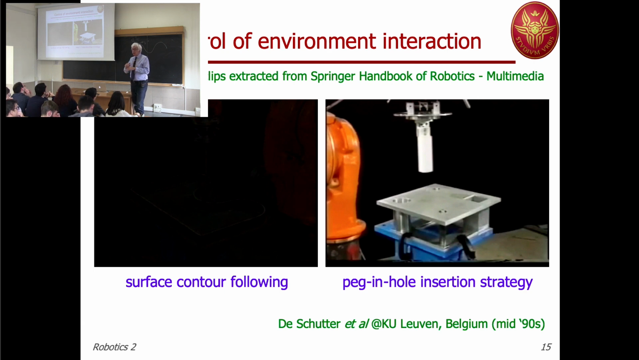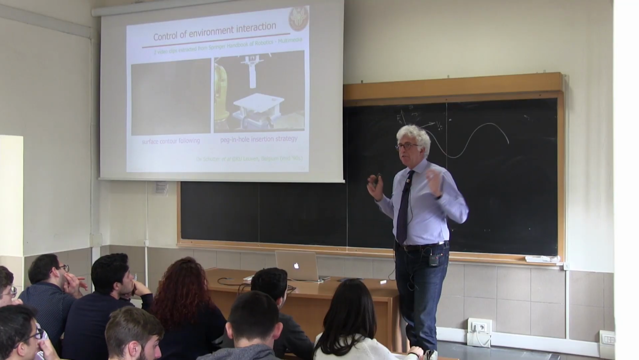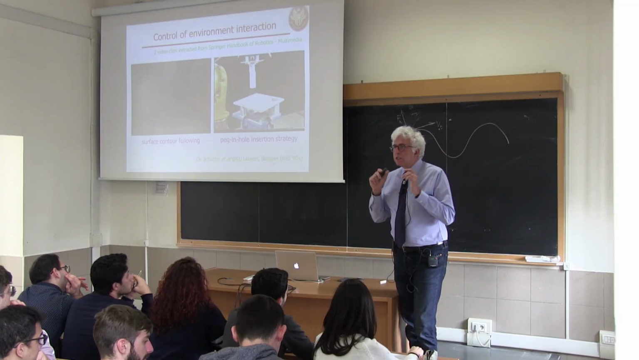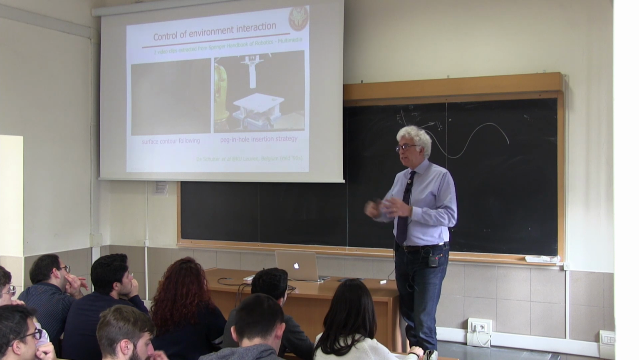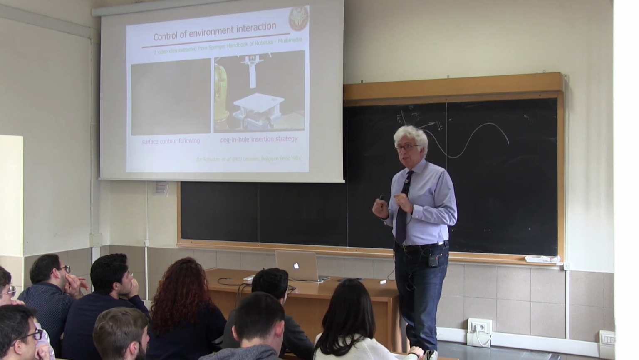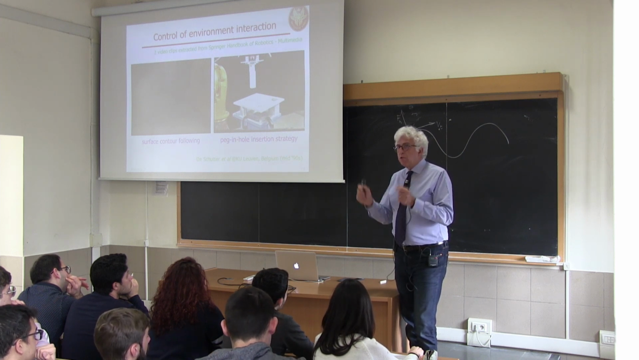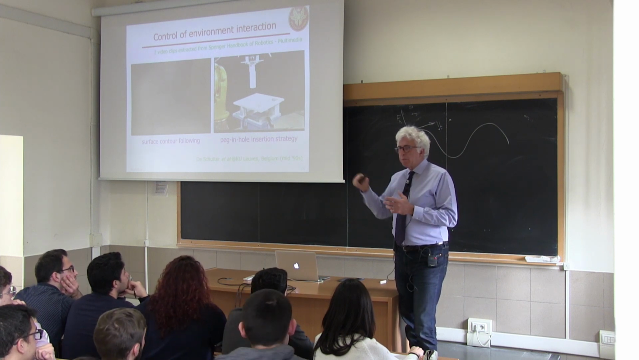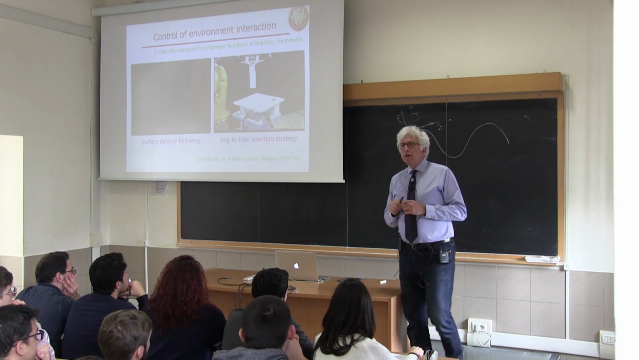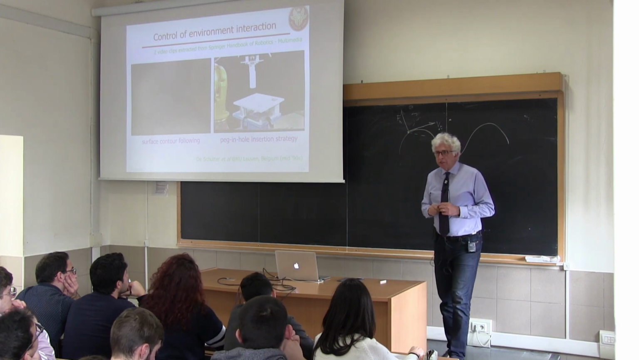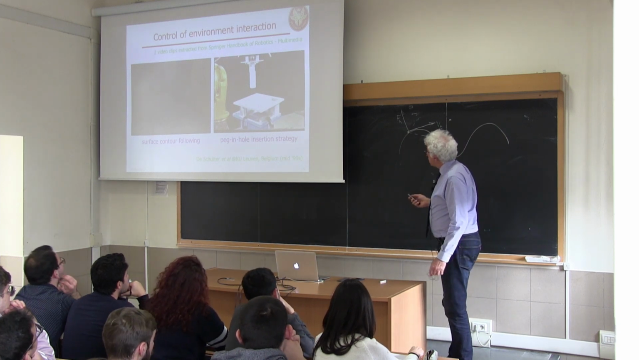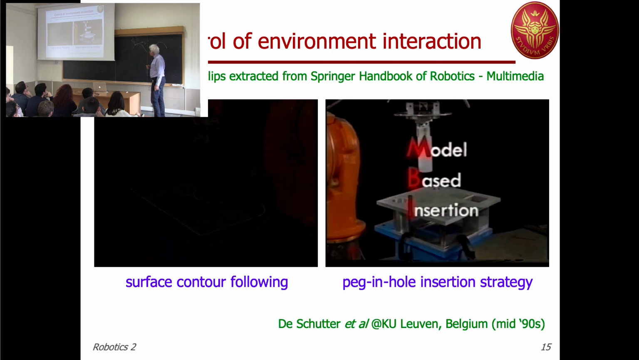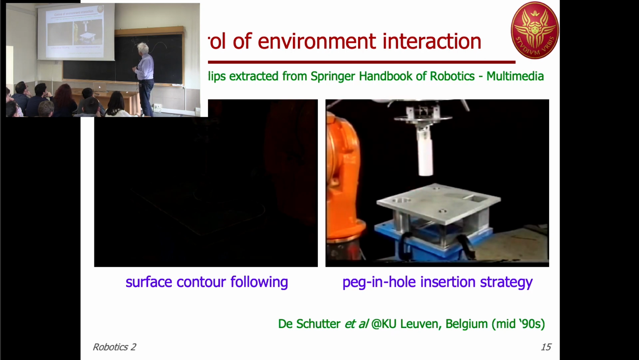So the robot starts out of contact, will search the contact with the surface. It has a model of this surface, of course, so it has to understand where the contact occurs, and then it will explore the part until it finds the hole and does the insertion as before. So let's see this insertion strategy. It's model-based insertion because you model the type of contact that may occur.